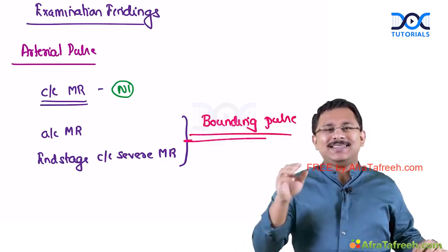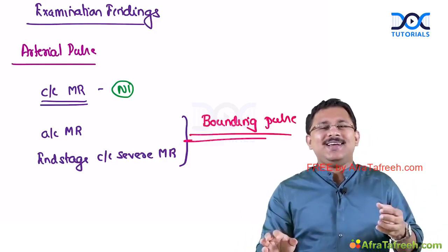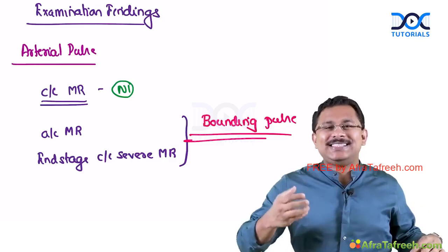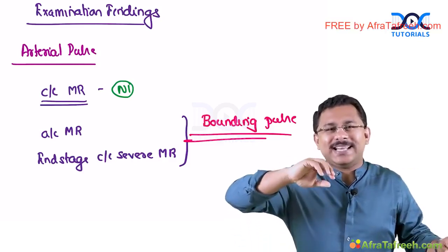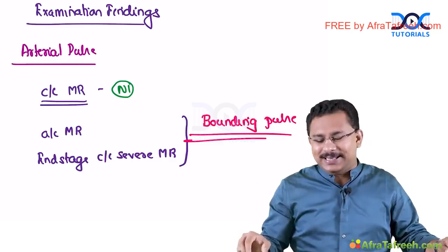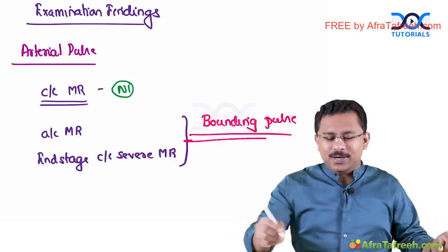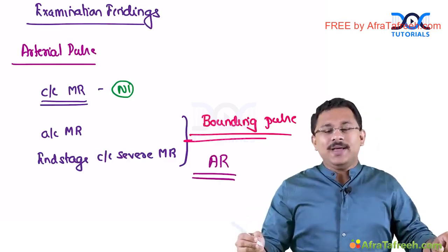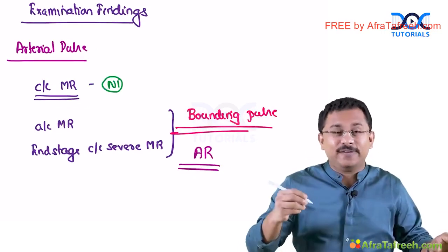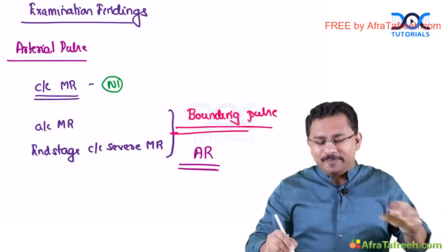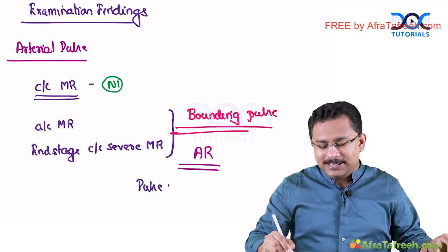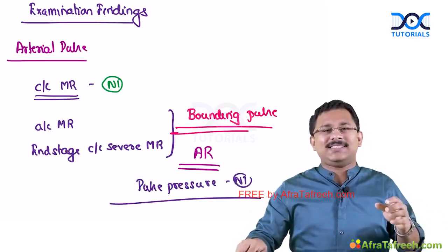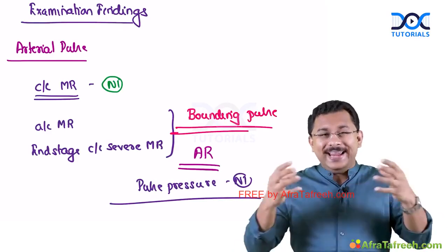In this stage there is a rapid reduction in the forward blood flow, along with a decrease in the ejection time, because of which there is an abrupt fall off of the arterial pulse, and this gives a bounding pulse impression, which is very similar to that of which other condition? Aortic regurgitation. But remember, one very important differentiating feature is that in mitral regurgitation the pulse pressure is normal, whereas in aortic regurgitation you will have a wide pulse pressure.